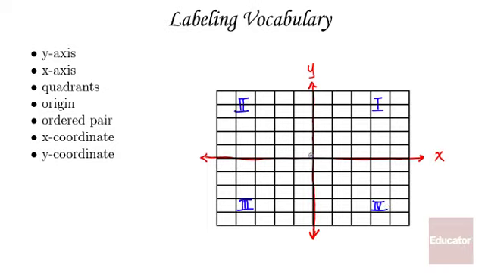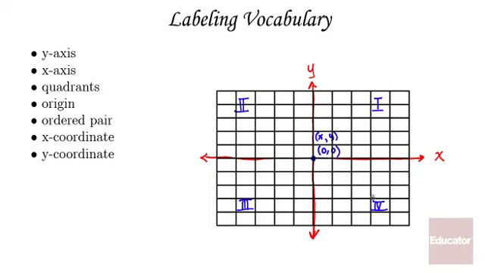Next, the origin is where the two axes cross, where the x and the y cross. And that is 0, 0. In the word origin, you can sort of see original. So I like to think of it as the original starting point. The x-coordinate would be this first one. It's the x-coordinate, and the y-coordinate is the second one.